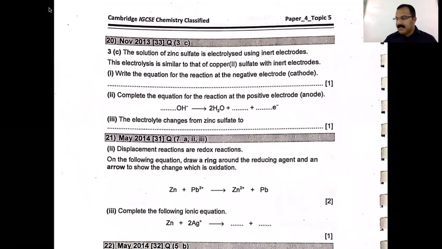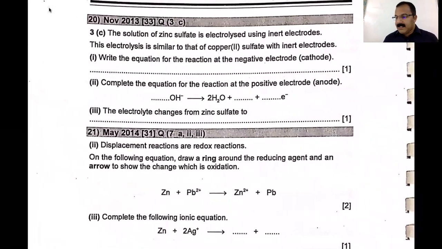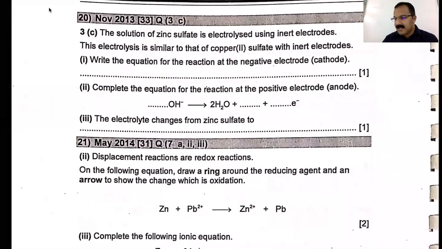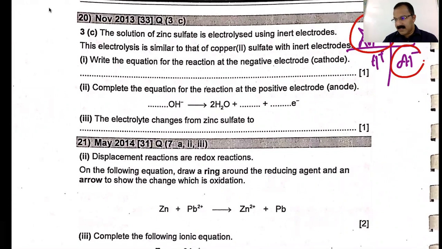The solution of zinc sulfate is electrolyzed using inert electrodes. This electrolysis is similar to that of copper sulfate. Do you remember, just previously we did tin sulfate, now it is zinc sulfate, similar to copper sulfate. Write an equation for the reaction at the negative electrode. Negative electrode is always metal. So zinc sulfate, you have Zn2+ and SO4 2-, and H+ and OH-. Since it is similar to zinc, it has to be these two undergoing reaction. So the equation at the negative electrode is Zn2+ plus 2 electrons gets you Zn.